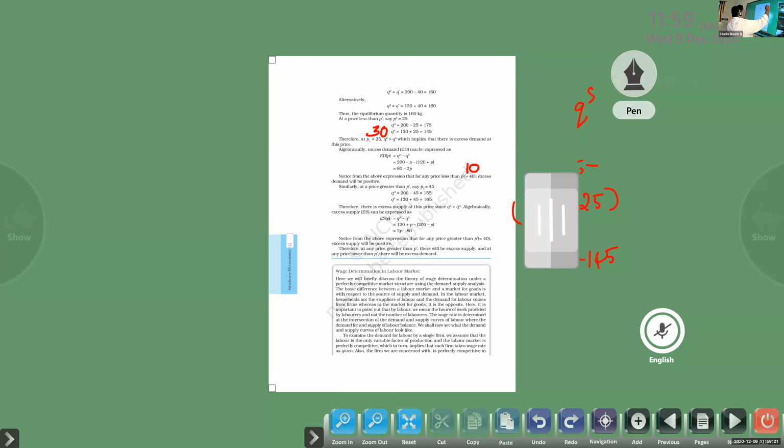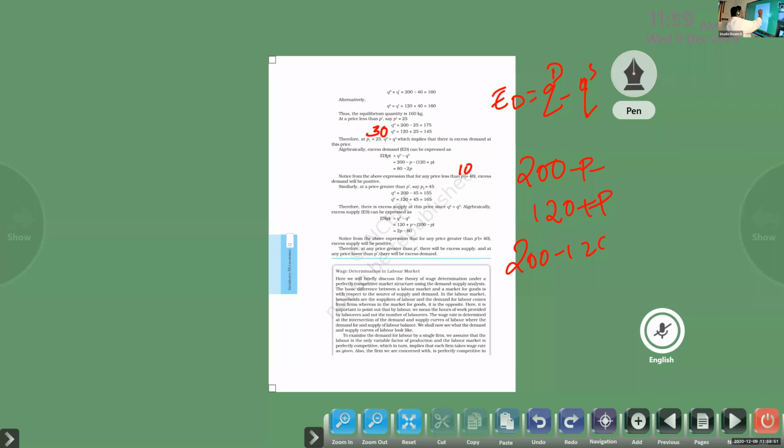See here, ED is equal to QD minus QS. So it is 200 minus P minus 120 plus P. So the calculation should be like this. 200 minus 120 is 80. How many P's are there? Minus 2P, that only. Nothing more than that. Clear or not? If you are going like that, you'll get numbers like that. So here, what is the problem?